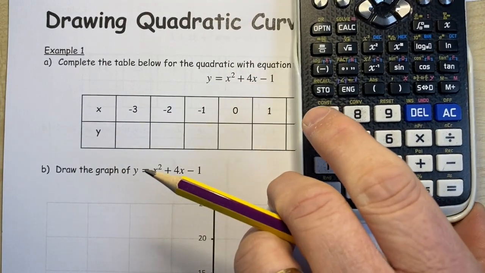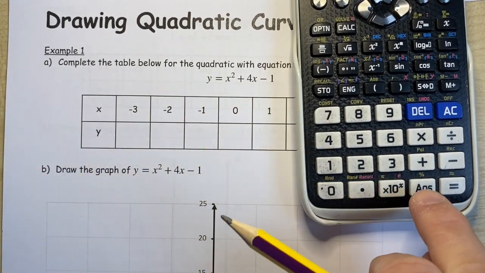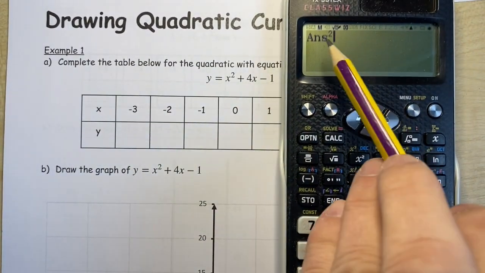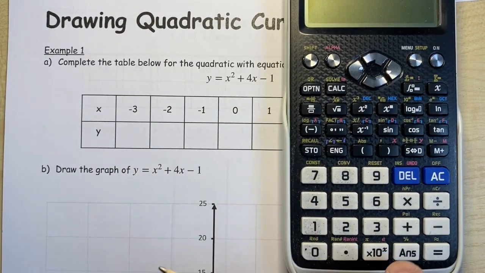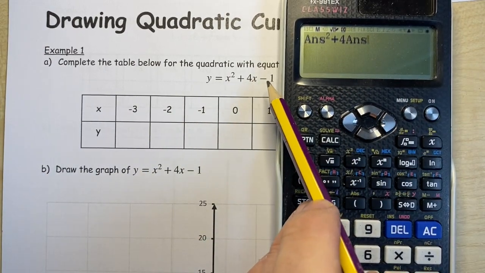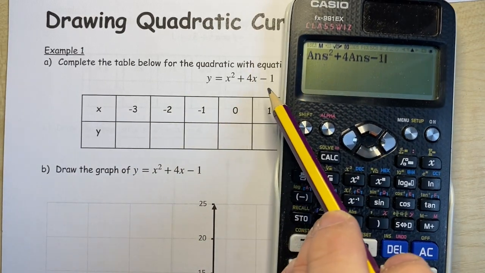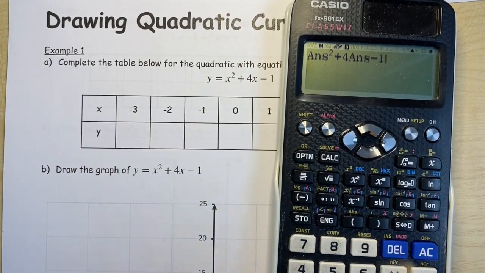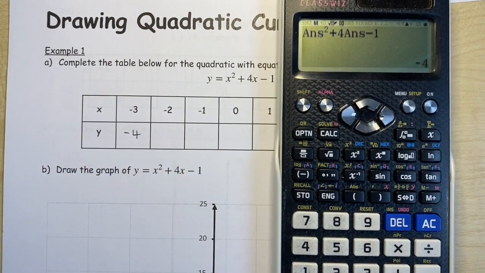Now what I need to do is type in the equation. For x squared, I hit the answer button squared, so that's my x squared, plus 4x, so plus 4 and then the answer button, so there's my 4x, take 1. So the display looks very similar to the equation, but instead of the letter x, I've got the answer button in place. If I press equals, out comes -4, so the y coordinate would be -4.